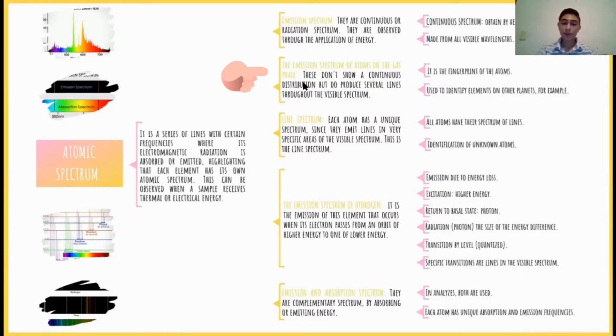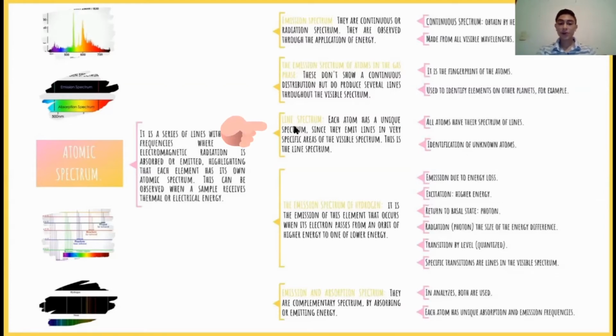Main idea number two, the emission spectrum of atoms in the gas phase. These don't show a continuous distribution, but do produce several lines throughout the visible spectrum. It is the fingerprint of the atoms, used to identify elements on other planets, for example.